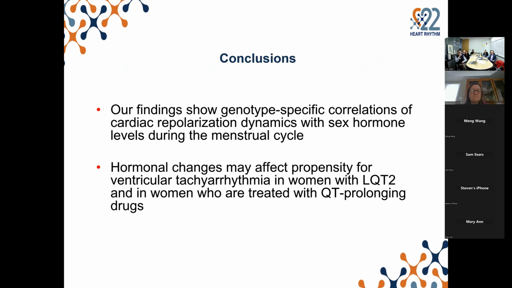So our findings show a genotype-specific correlation, especially in women with long QT syndrome type 2, in which hormone changes during the menstrual cycle may affect propensity for cardiac events, especially in women with long QT type 2, but also in women with long QT type 1.